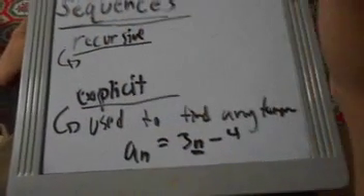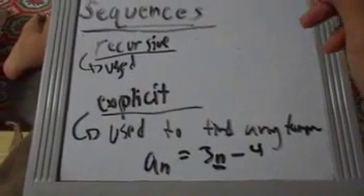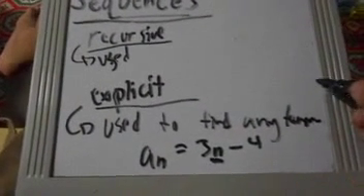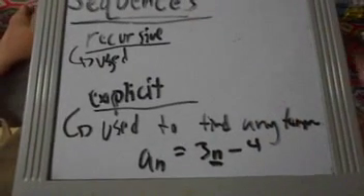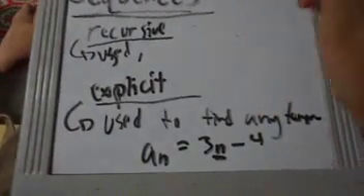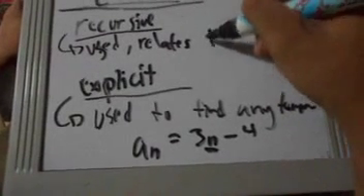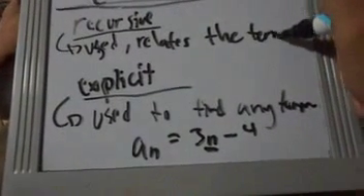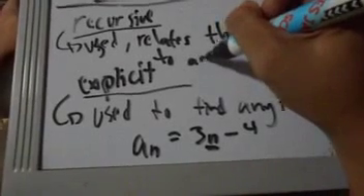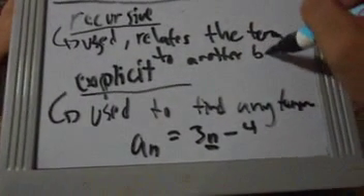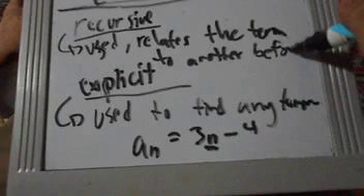Next, the recursive formula. What is the recursive formula? A recursive formula is a formula also used, just like the explicit formula, to find any term of the sequence. Their difference is that a recursive formula relates a term to another term before it, maybe before or after it.